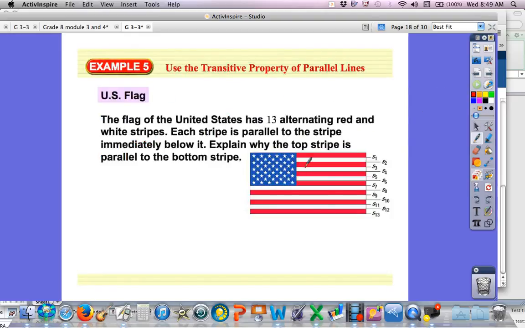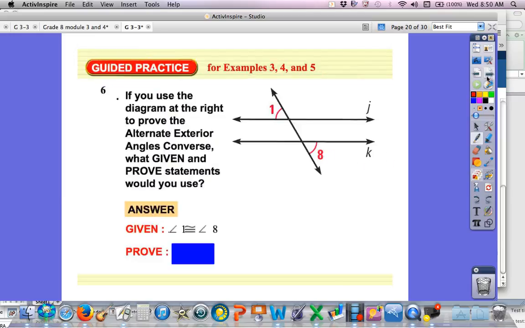So the flag here has 13 alternating red and white stripes. Each stripe is parallel to the stripe immediately before it. Explain why the top stripe is parallel to the bottom stripe. So if stripe 1 is parallel to stripe 2, and stripe 2 is parallel to stripe 3, and 3 is parallel to 4, and 4 is parallel to 5, and on and on, the transitive property of parallel lines would tell you that all of these are parallel to each other, so the top stripe is parallel to the bottom. So let's look at a guided practice proof.